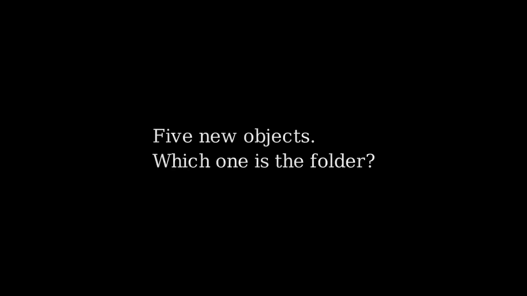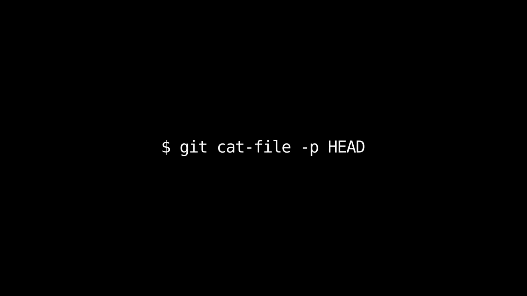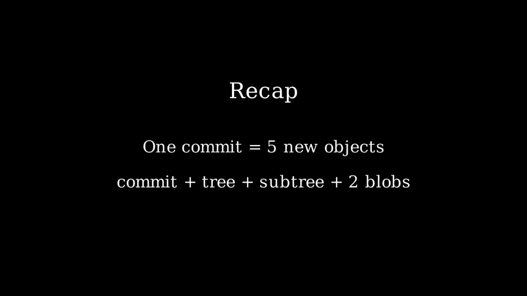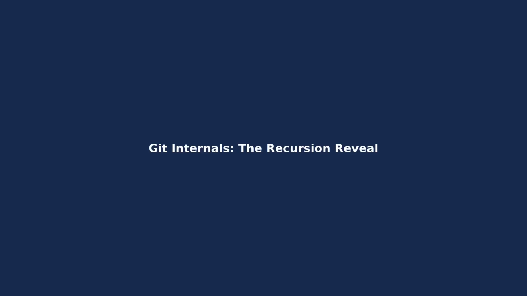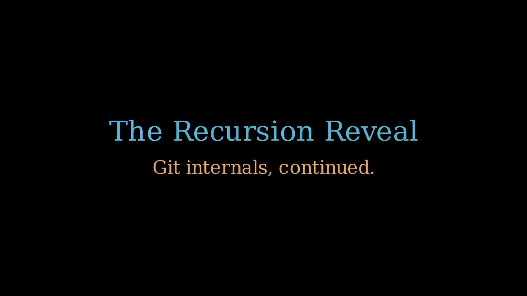5 new objects. One of them is src, but which? Open the commit, follow the tree. Next. Recap. 1 commit created 5 objects, a commit, a top tree, a subtree, and 2 blobs. Trees inside trees. Today we follow the trail from a commit down into a directory and find Git repeating itself.